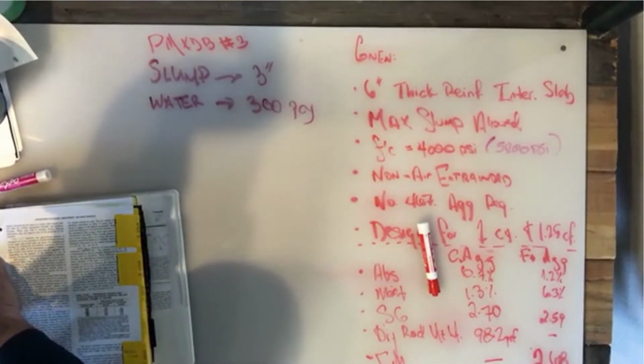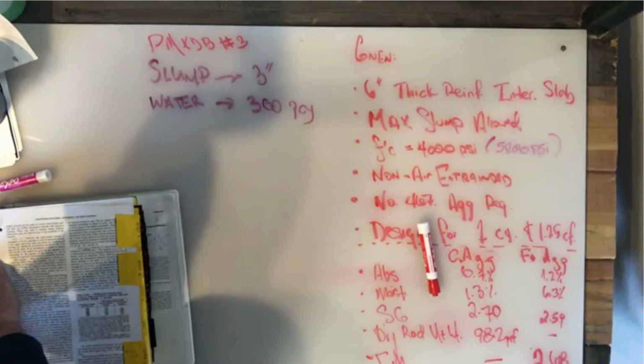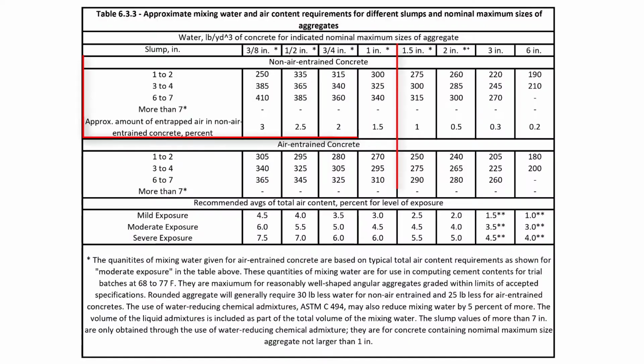And yeah, we should be good with that. Yeah, our approximate air content is 1%. And again, I'm taking this out of table 6.3.3, 1%. And we're good to move over to the next step.